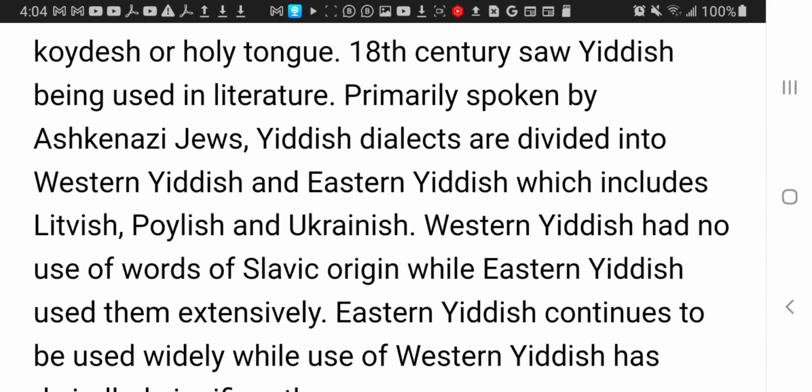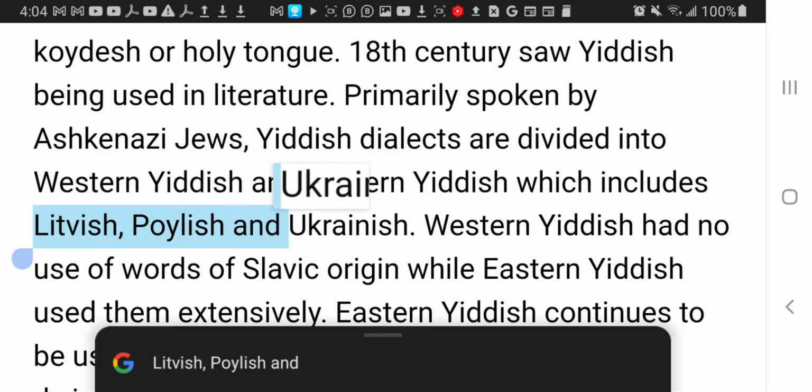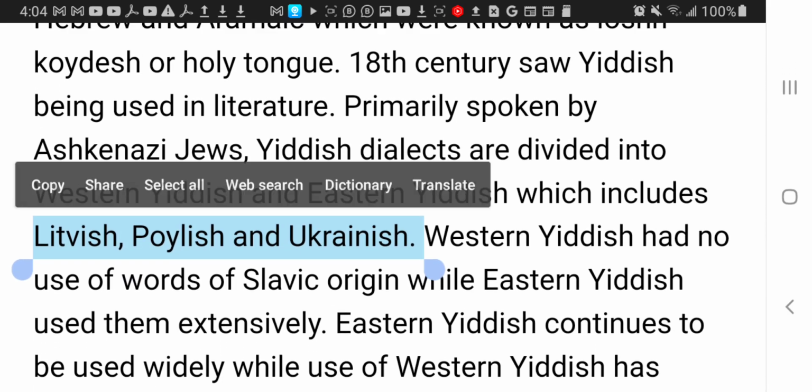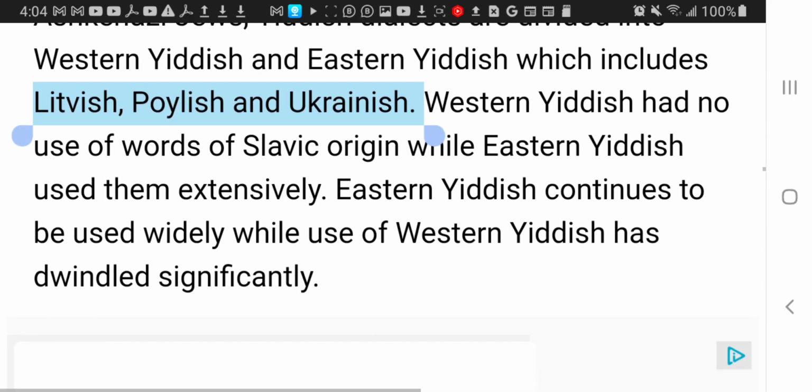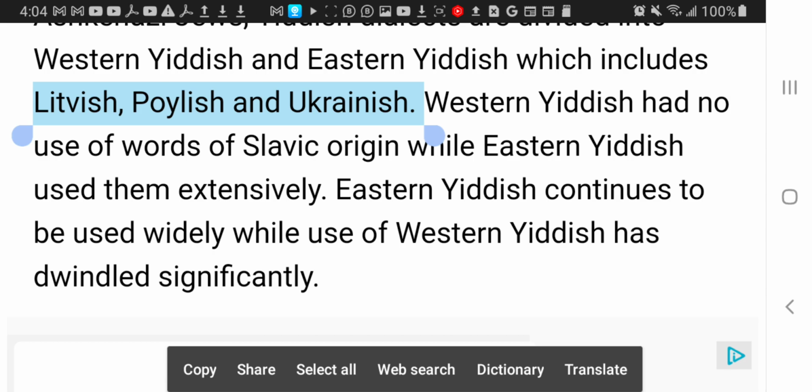Primarily spoken by Ashkenazi Jews, Yiddish dialects are divided into Western Yiddish and Eastern Yiddish. That includes Litvish, Polish, you see, we say Polish, but their pronunciation is Polish, and Ukrainish. Notice how ish is on all these words, within the Yiddish family of languages. What does it say? Litvish, Polish, and Ukrainish.